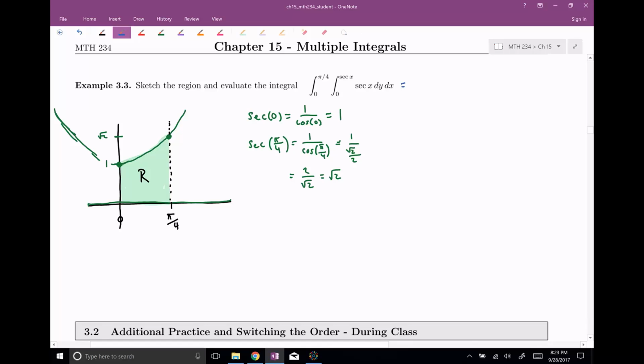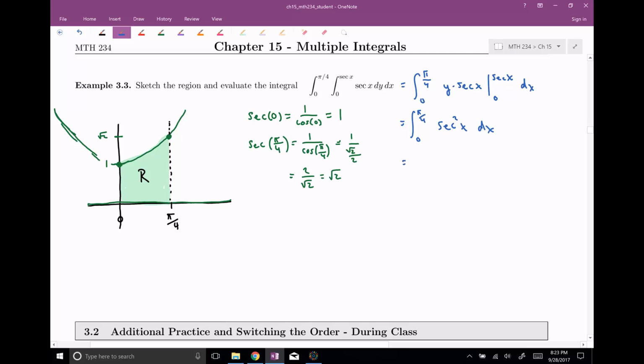Let's evaluate this out. It specifies that we integrate with respect to y first. I don't see any y's here, so this is constant with respect to y. I'm going to write 0 to pi over 4. When I integrate with respect to y, I get y times secant of x, and I need to plug in 0 and secant of x. I still have to integrate with respect to x in a second. If I plug in secant of x everywhere I see a y, I get secant squared x, because secant x times secant x. And if I plug in a 0, that's just 0.